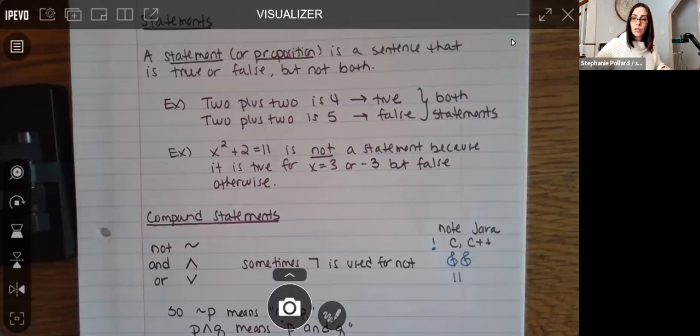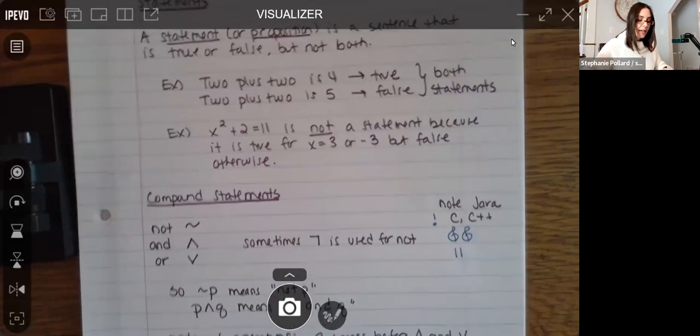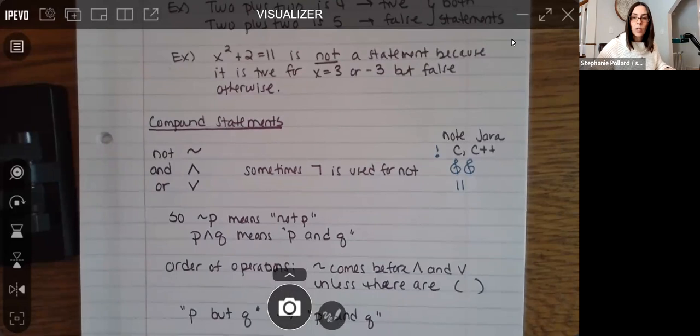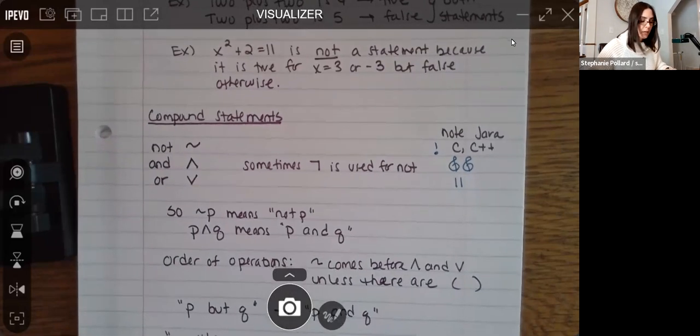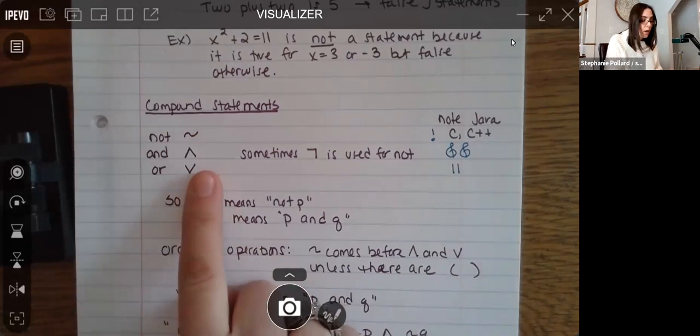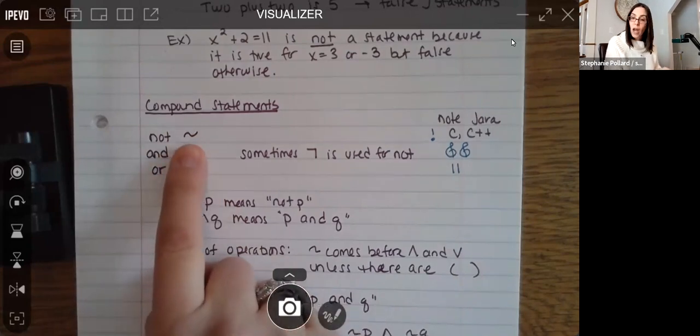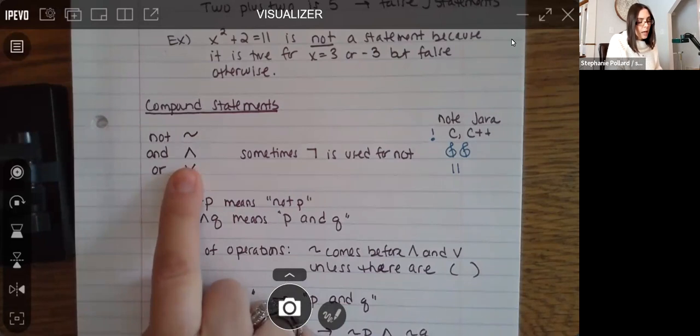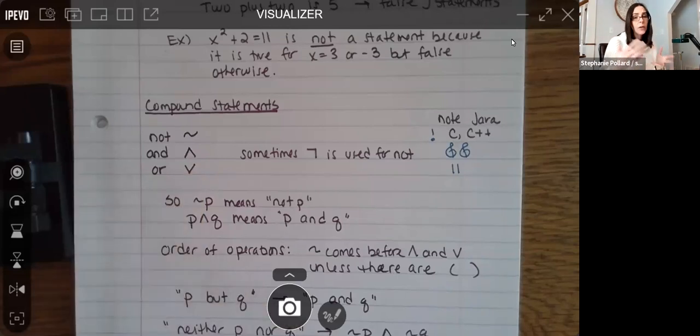And then we started to get into notation. There are different kinds of notation you can use depending on which language you're working in, for instance. We're going to be sticking with what is on the left here. We're going to use this little squiggle for not, an upside down V for and, and a regular V for or. Again, there are other notations.